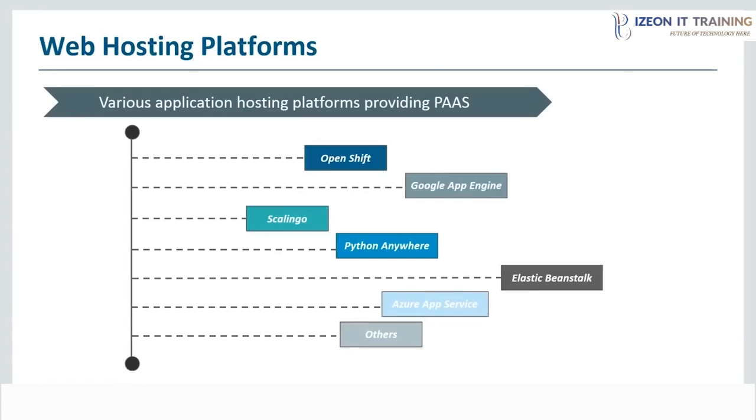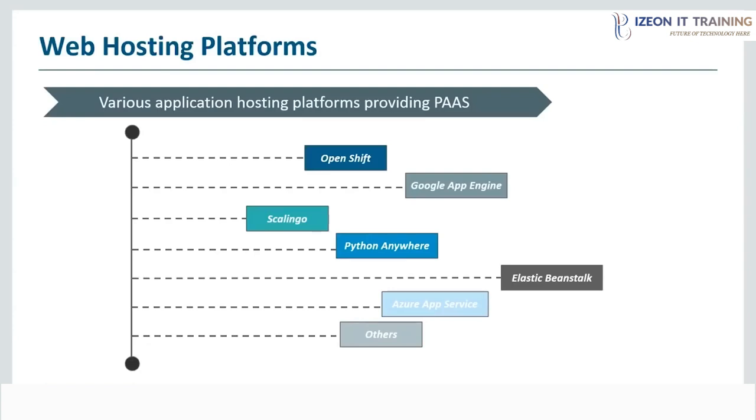In the market, there are quite a lot of application hosting platforms which provide platform as a service. Let's have a look at a few of them. First, we have something called OpenShift. It is a web hosting platform offered by Red Hat. Then you have Google App Engine, which we all know. Scalingo is a platform as a service where you can deploy your application in just 2 minutes. Apparently, it will provide you a production-ready environment where all you have to do is deploy your application code.